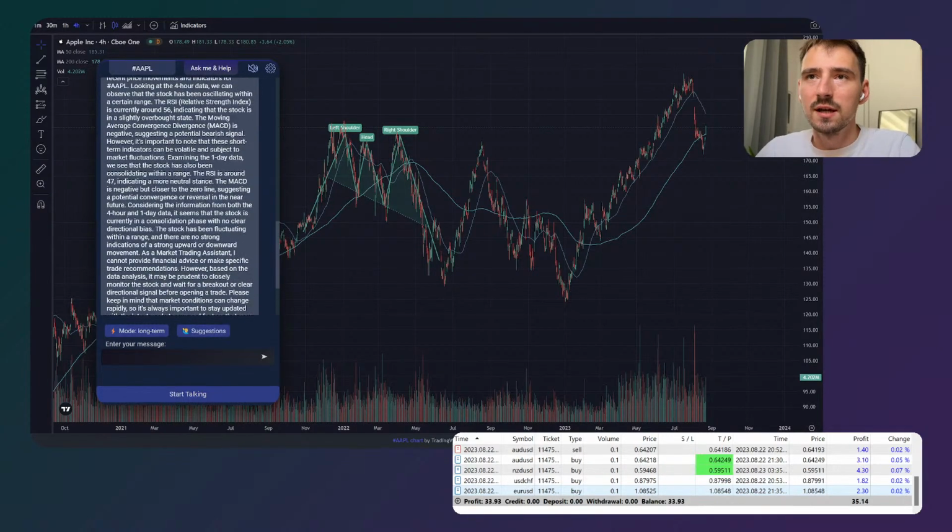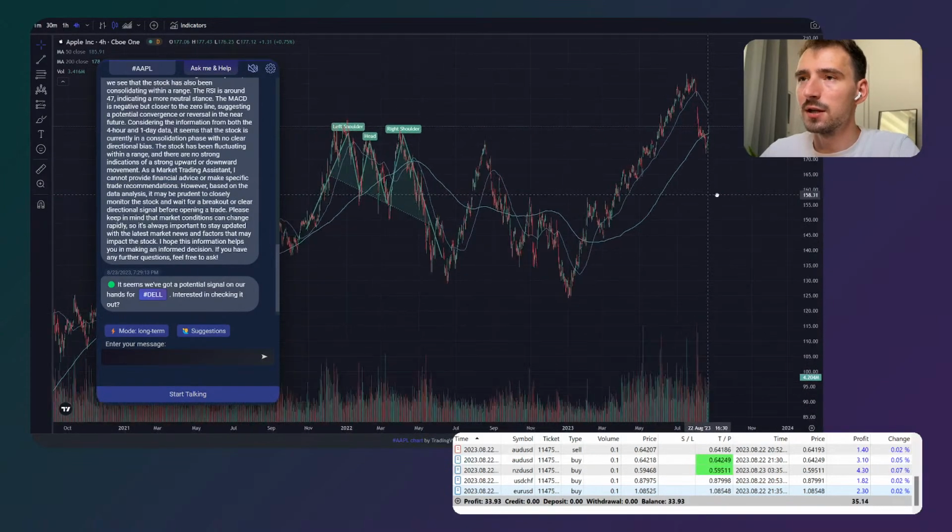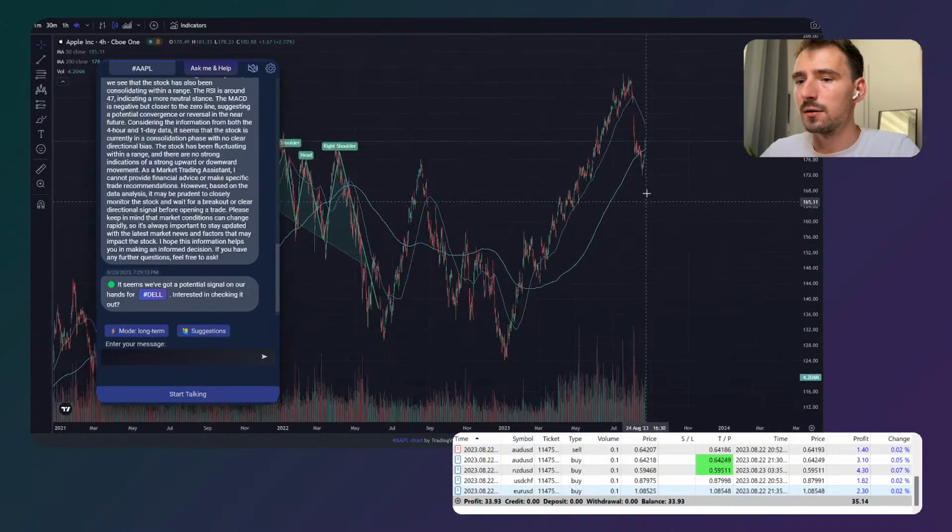So it's telling us that it seems to be in a consolidation phase right now, and we should monitor for a breakout or a clear direction of the signal. So it's actually not giving us any idea here. Okay, that's all right. We can move on. We'll go to another one.